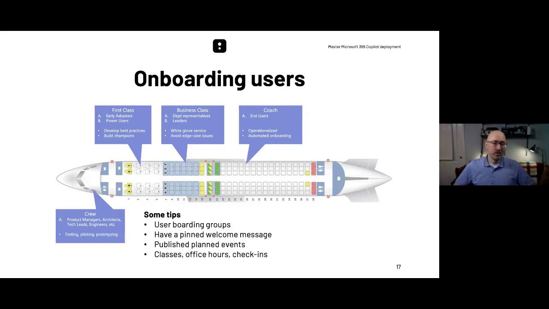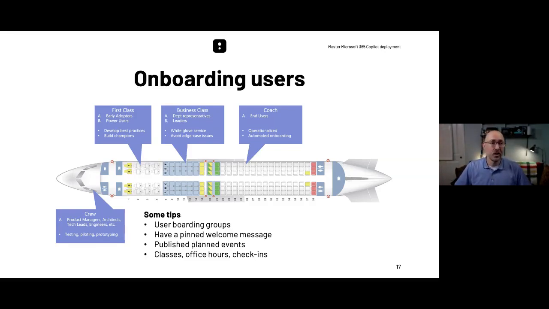And then from there, we have coach. And this is where we start bringing in different groups of end users. We start onboarding those end users. So these are the people that work in those business units. They work underneath those department representatives. We're going to automate as much of their onboarding as we can because we can't white glove everyone that's in that.